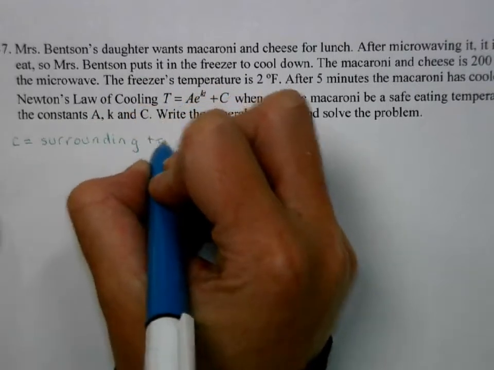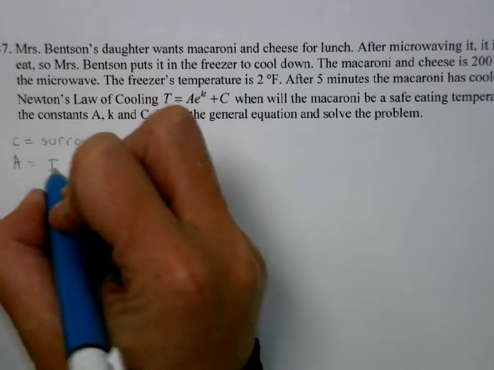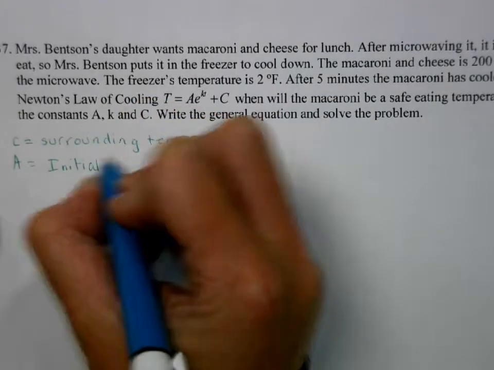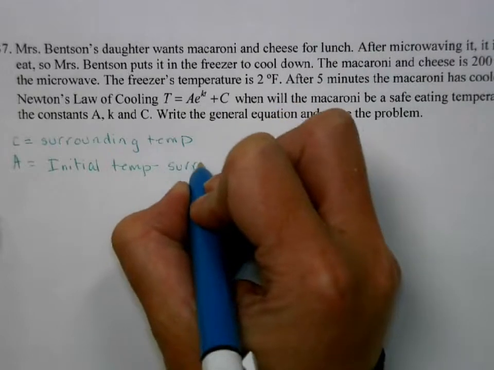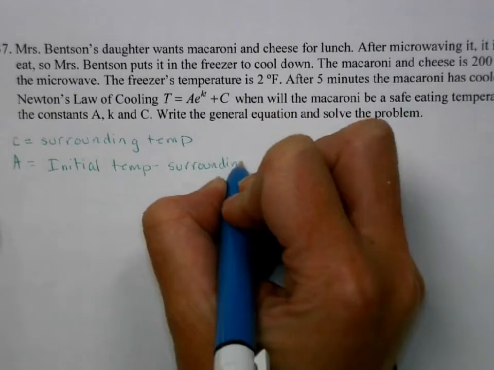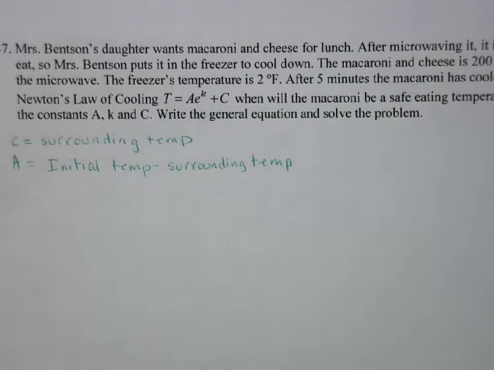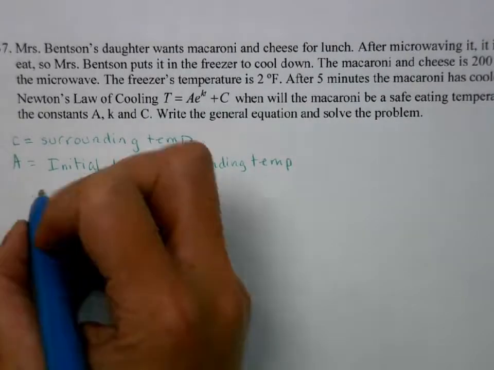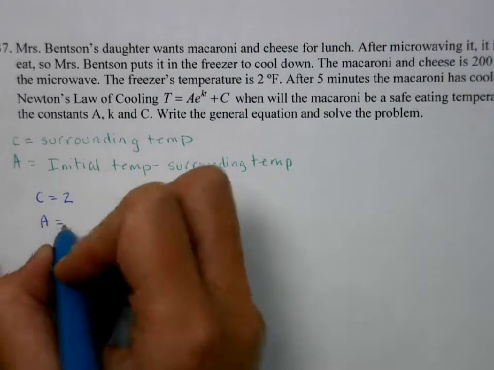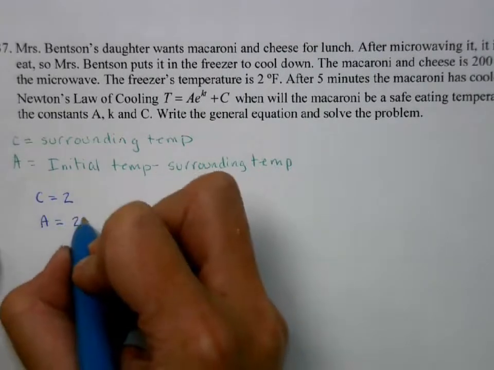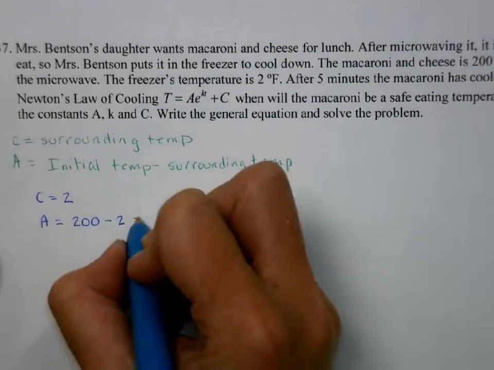And A is the initial temperature minus the surrounding temperature. So in this problem, my surrounding temperature is the temperature of the freezer, which is 2. My A is going to be the initial temperature of 200 minus the surrounding temperature of 2. So this will be 198.